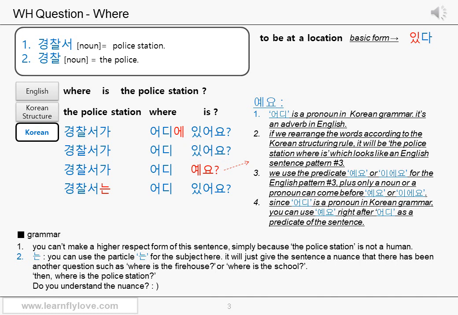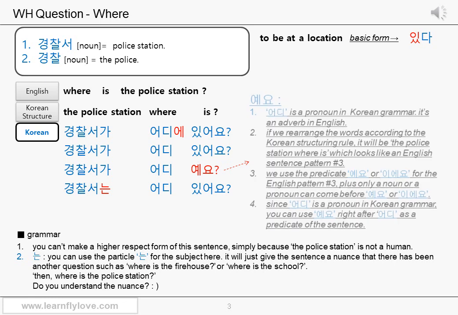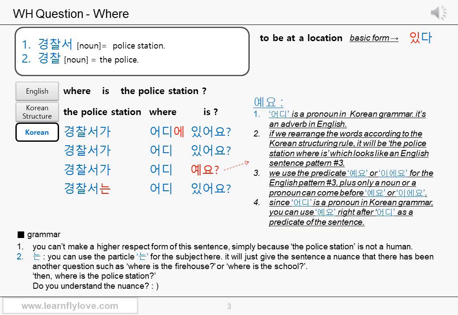Perfect. Please take a close look at the next translation. We use the predicate 예요. 경찰서가 어디예요? It is also a correct sentence. Let's see the explanation on the right. 어디 is a pronoun in Korean grammar.